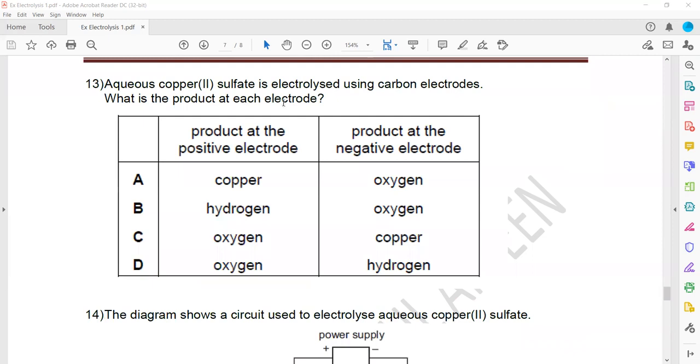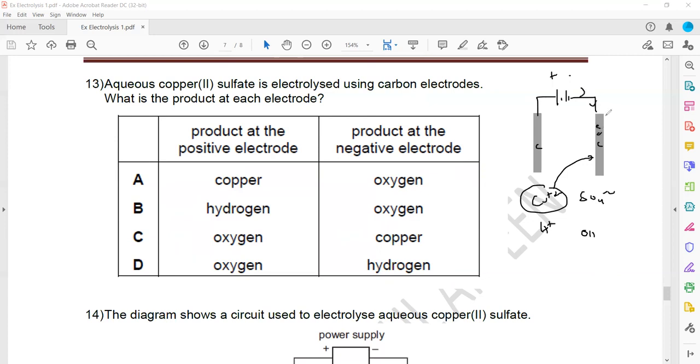Aqueous copper(II) sulfate using the carbon electrode. What is the product? So if you use the carbon electrodes, for copper sulfate, copper ions are there, sulfate ion, hydrogen ion, and hydroxide ion. So copper ions are attracted towards the cathode, so it will form copper metal. The product at the cathode will be copper metal, and sulfate, nitrate, and carbonate do not move, so hydroxide will move, and whenever hydroxide moves, it will give oxygen. So the product at the negative electrode will be copper, and at the positive electrode will be oxygen.